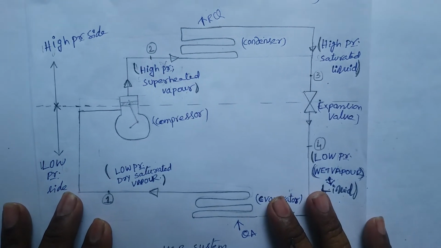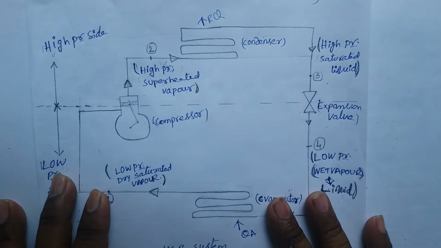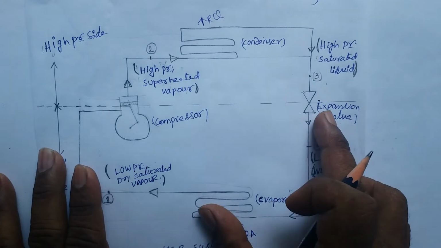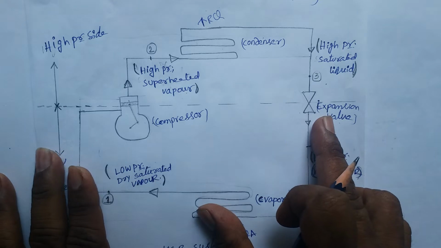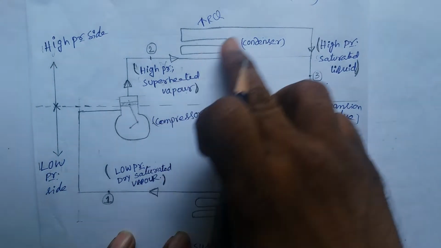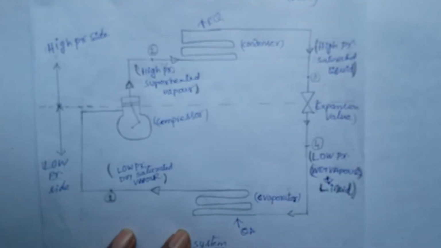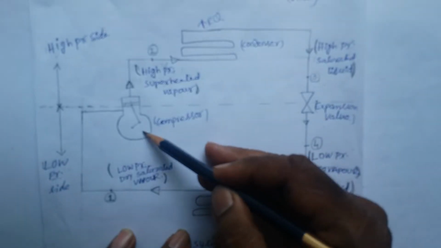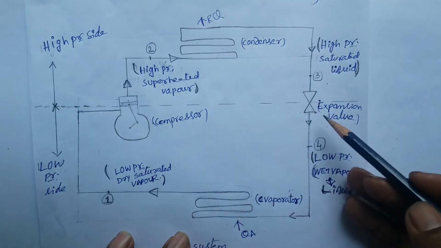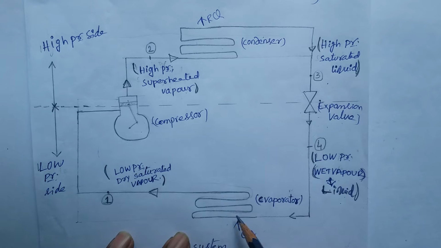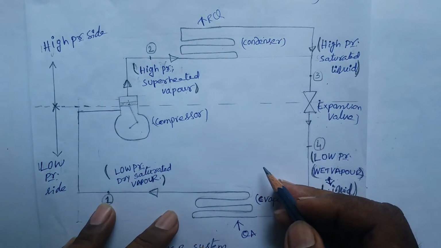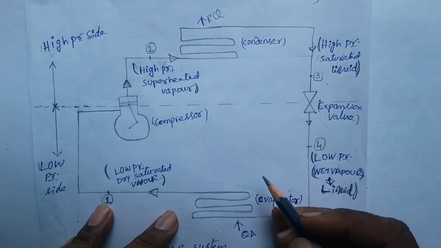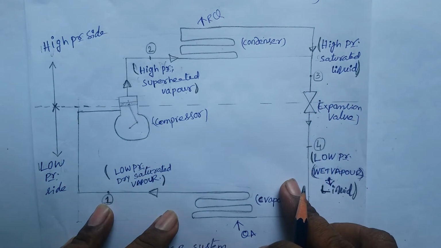This is the schematic diagram of the vapor compression refrigeration system. Now you see the compressor, condenser, expansion valve and evaporator, 4 devices. Okay. Let us start. We will see the operations one by one. Let us start from the compressor.